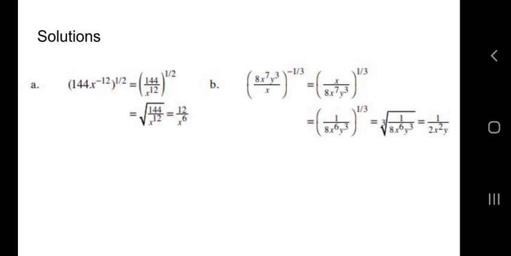Okay, and then problem B, we have this fraction, and we're going to take the whole fraction to the negative 1/3 power. Now, when we take a number, like say we take 3 to the negative 2nd power, that's like 1 over 3 to the 2nd power. And if we take 1 over a fraction, that's the same as taking the reciprocal of the fraction. And remember, reciprocal just means we flip the numerator and the denominator so that the denominator is now the numerator and the numerator is now the denominator.